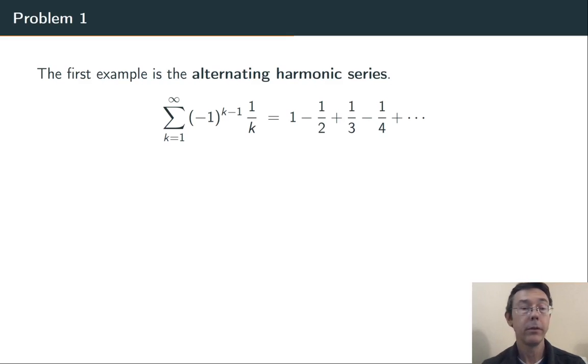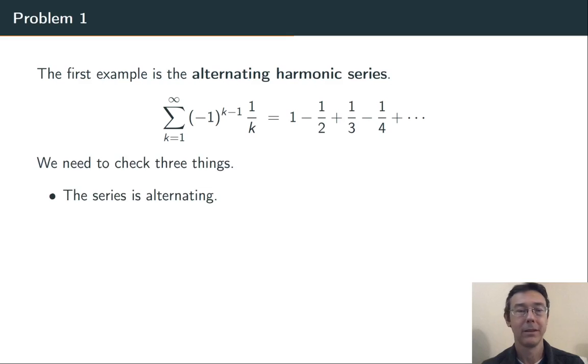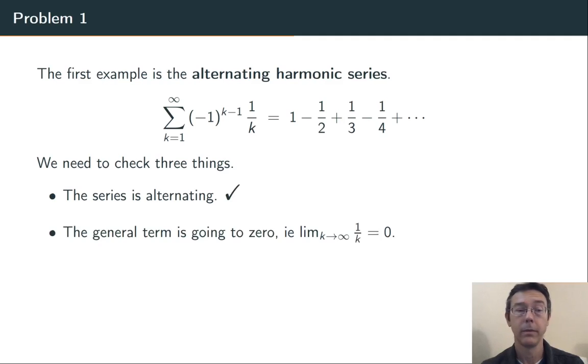The first example, sum negative 1 to the k minus 1, 1 over k, is the alternating harmonic series. So remember, the harmonic series is 1 plus a half plus a third plus a fourth. Here we've just thrown in the negative 1 to the k minus 1. We're checking three different things. First of all, is the series alternating? Yes, that's clear because of the negative 1 to the k minus 1.